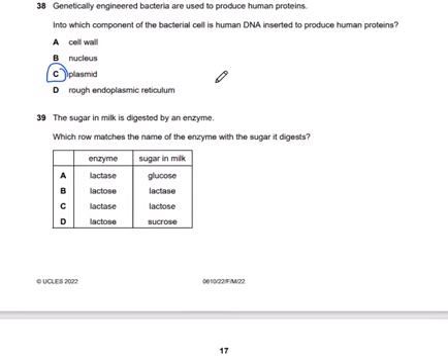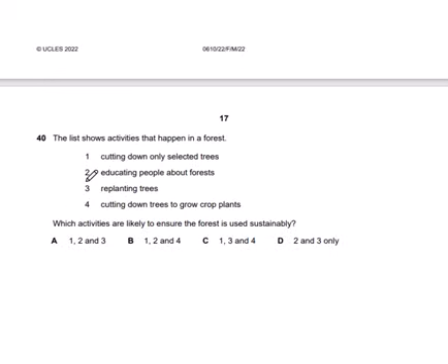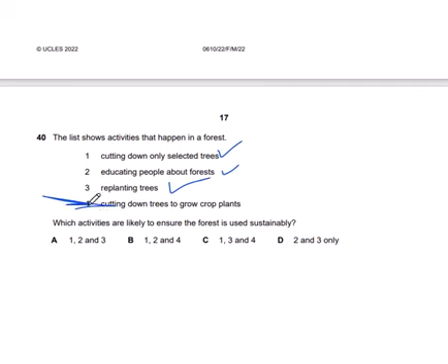The sugar in milk is digested by an enzyme. Lactose. Alright, so what activity ensures sustainability? Cutting down trees only selectively, so that's actually selective agroforestry. Educating, raising awareness, replanting trees. That's actually agriculture, which plays a very big role in deforestation. So it's only 1, 2, and 3.